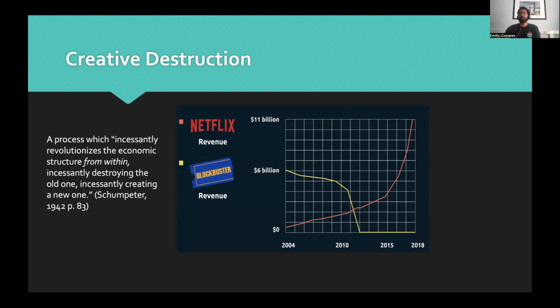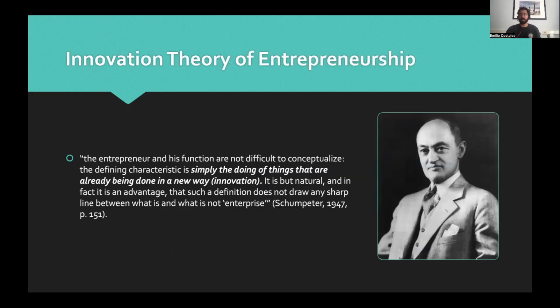Now, from this Schumpeterian perspective, entrepreneurs are first and foremost innovators who move the economy forward by their innovative activity, which begins this process of creative destruction. Here, innovation forms the central tenet of entrepreneurship, and it's this innovation theory of entrepreneurship that forms our current understanding of entrepreneurship today. So, to be an entrepreneur, one must be an innovator, and innovation is vital for entrepreneurship.